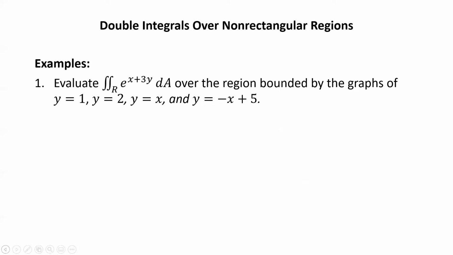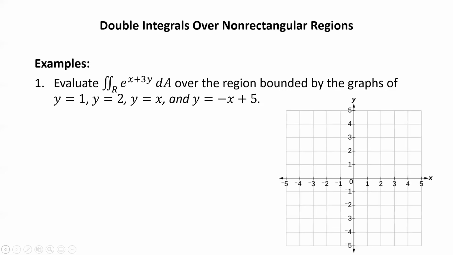The first one: evaluate the double integral over the region R, e to the x plus 3y dA, over the region bounded by the graphs of y equals 1, y equals 2, y equals x, and y equals negative x plus 5. The first thing we always want to do is to sketch the region. It's very hard to write down what the limits of integration are without having a sketch in front of us. So let's go ahead and do that.